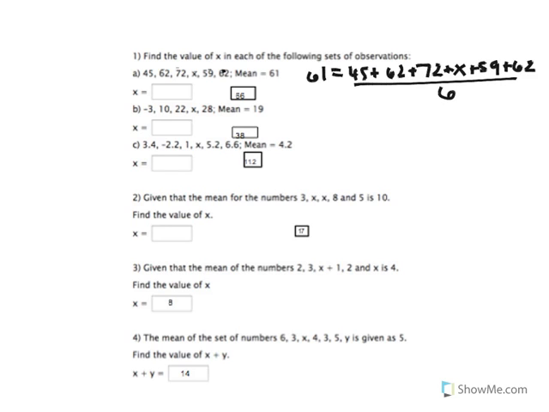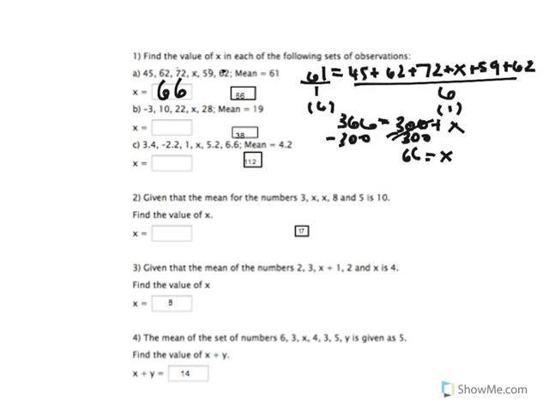So now we solve. We put this one over 1, we do 6 here, 1 here, and we get 366 equals 300 plus x. Now this is just a simple equation. We get x equals 66. So now we know that x is 66.